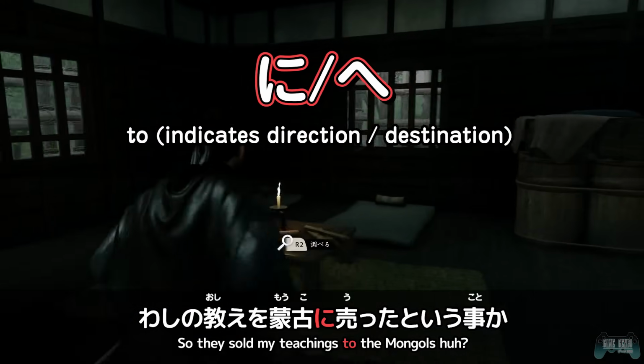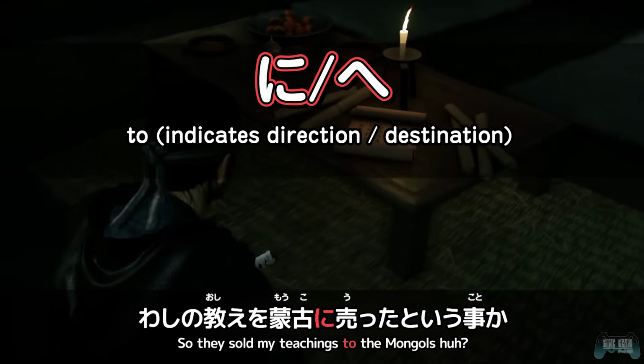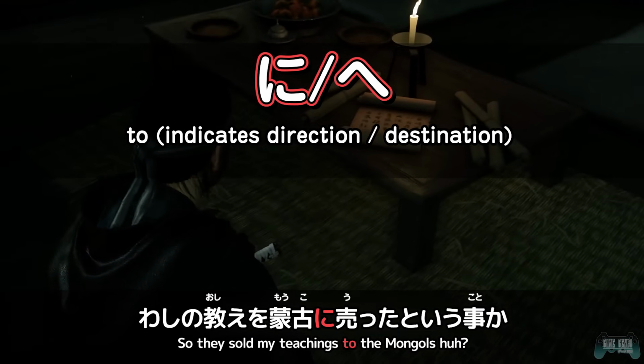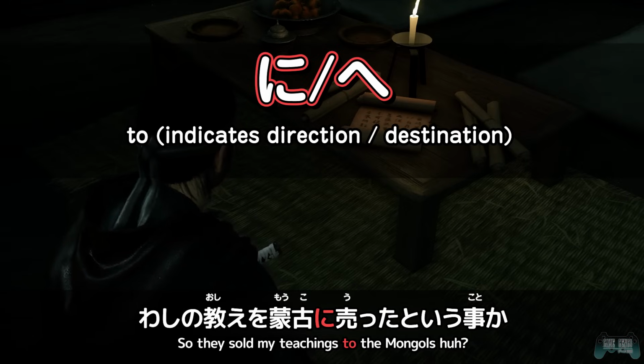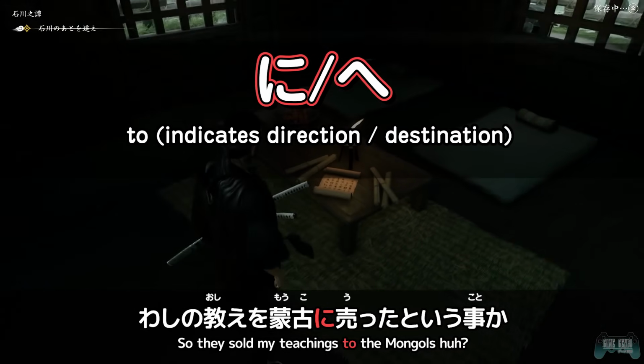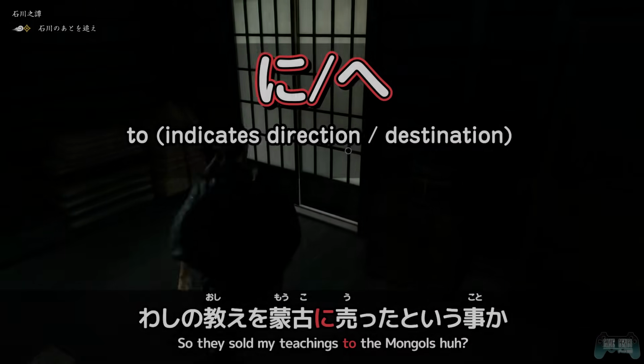Also, from the same game, after sneaking into the camp, you can find some scrolls that have been sold to the Mongols. And so here we show a direction of that verb happening. Moko ni utta. Sold to the Mongol.